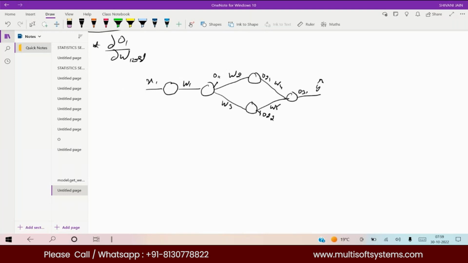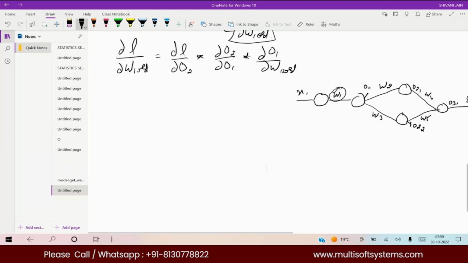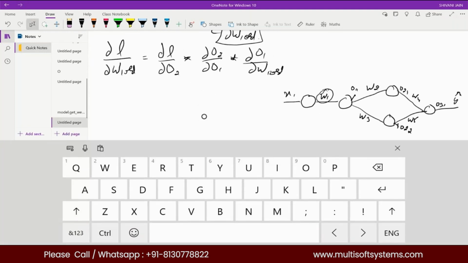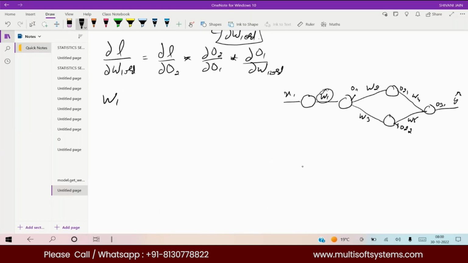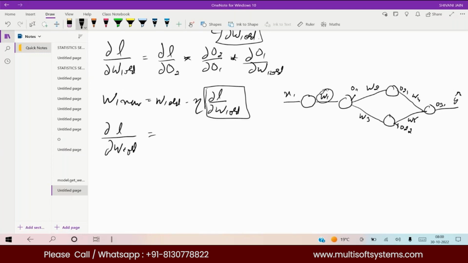Now here I want to update W1 new, this one. So how can I write this? W1 new is equal to W1 old minus eta of derivative of loss divided by derivative of W1 old. Now I want to calculate this thing. How can I write this? Can I write derivative of loss divided by derivative of O11? Start from the back.